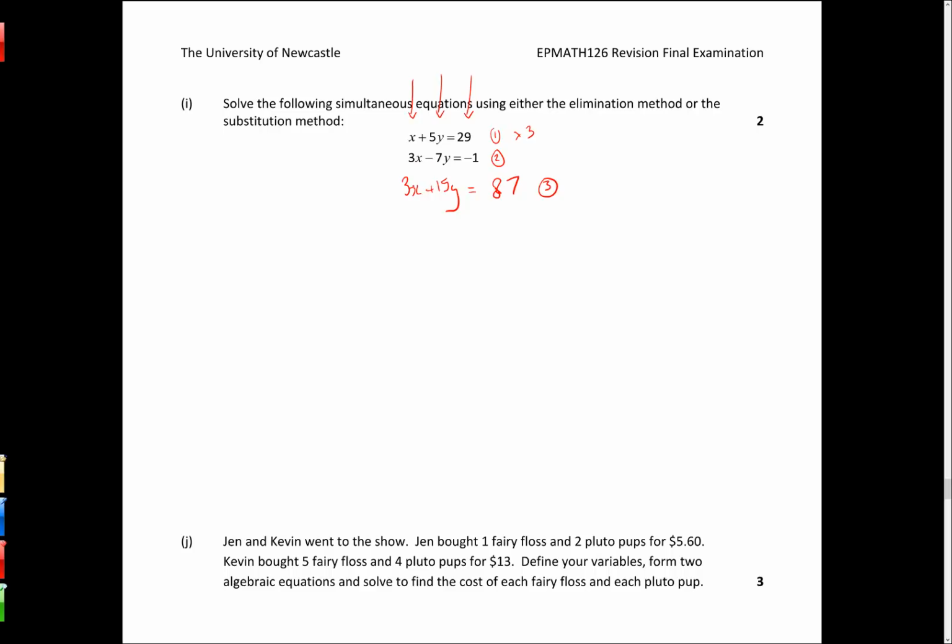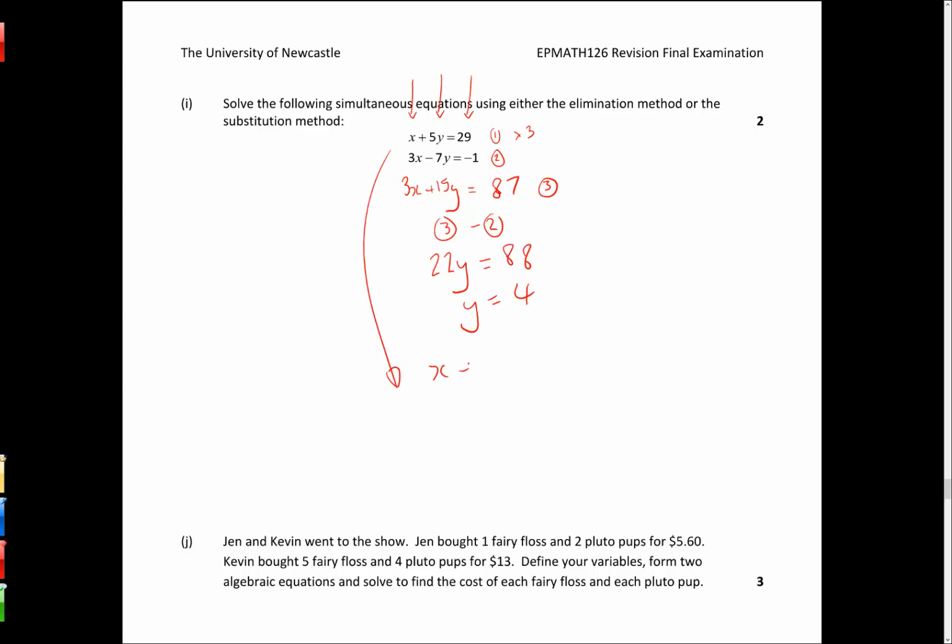3x minus 3x will disappear. I'm going to do 3 minus 2, so I'd rather do the bigger minus the smaller. 15y minus a minus 7y is 15y plus 7y. That's 22y. 87 minus minus 1 is 87 plus 1, which is 88. Divide both sides by 22. How many 22s in 88? 4 22s make 88. So we've found y, and now we just sub into equation 1 will do me.